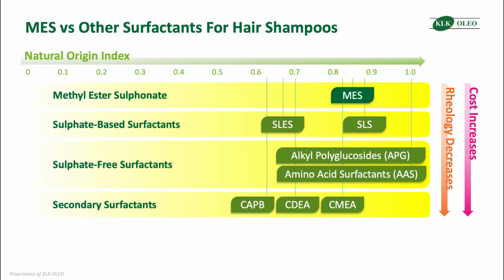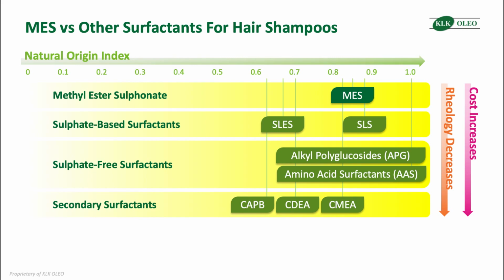This is a visual comparison of MES with other surfactants used in hair shampoos. The most popular are the sulfate-based surfactants, SLES and SLS. Compared with SLES, MES has a higher natural origin index. The natural origin index is based on the ISO 16128 standard. A value of 0 means that the product is completely from fossil fuel origin, whereas a value of 1 means that the product is completely from natural origin. SLS has a higher natural origin index compared to MES. However, it also causes significantly more skin irritation.